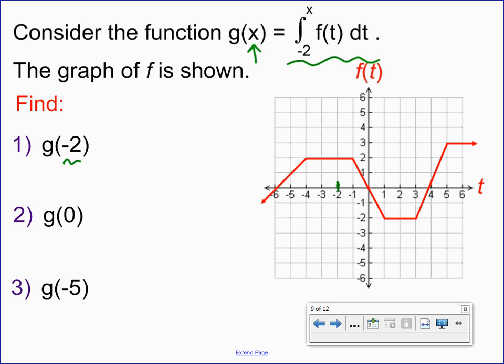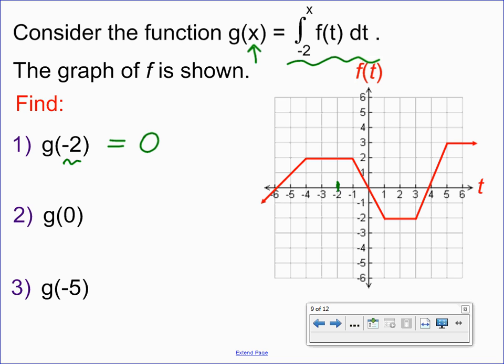Well, I'm not going to be scanning at all. So how much area could be accumulated as I scan from negative 2 to negative 2? 0 units of area. And so if my upper limit is the same as my lower limit, then guaranteed this is a 0 or x-intercept of my original function g. So this equals 0 because I can't accumulate any area between negative 2 and negative 2.